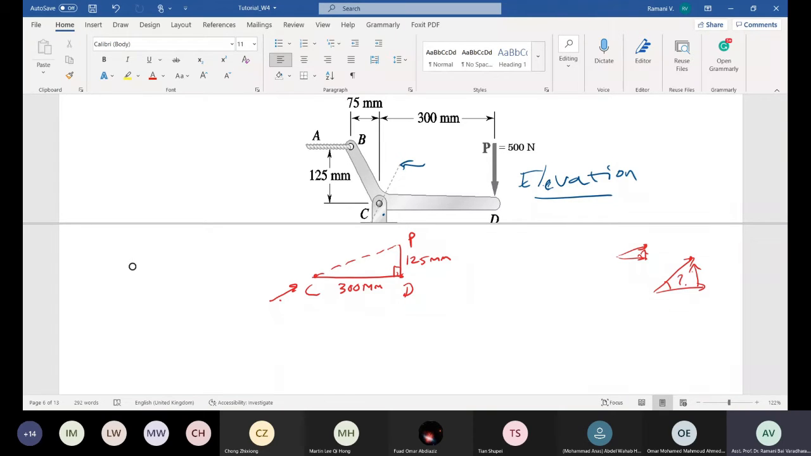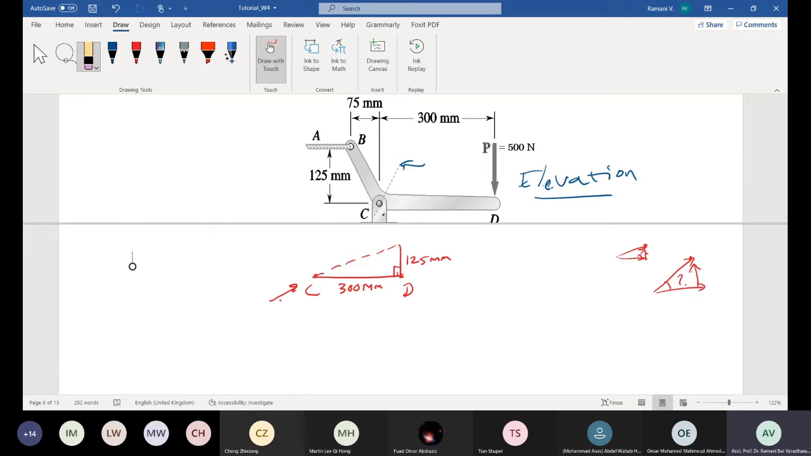We are marking the load as P, isn't it? Better not use this word. DE. Let it be E, and the load P is acting at this point, right? How much is this? P. P is equal to 500, right? 500 units. Now CE. Let's calculate CE.